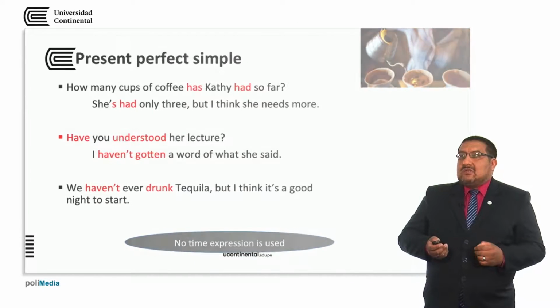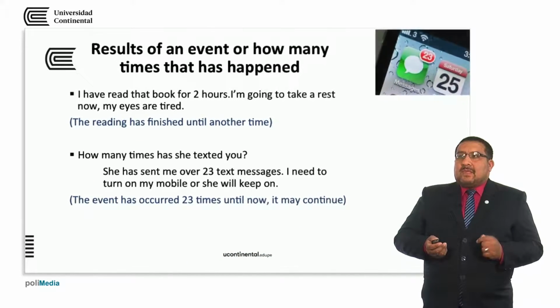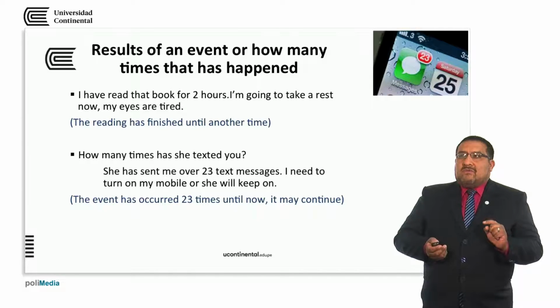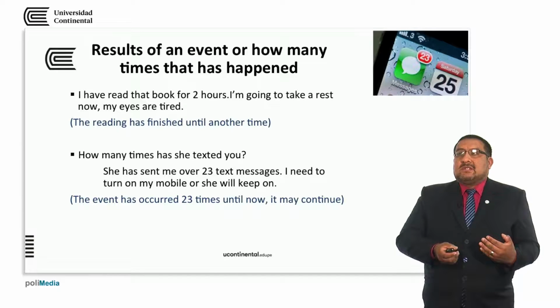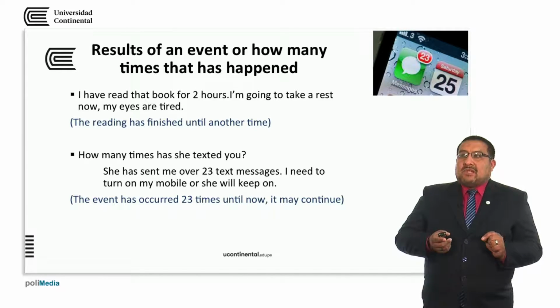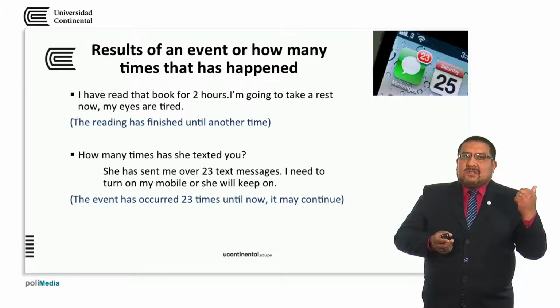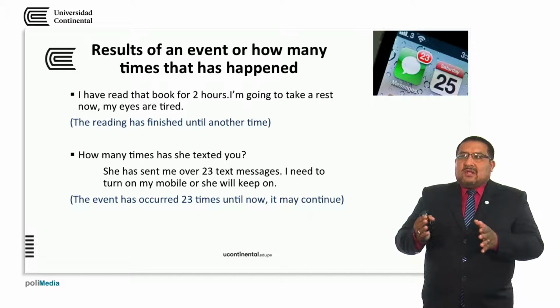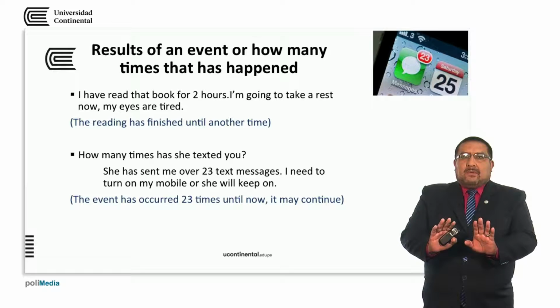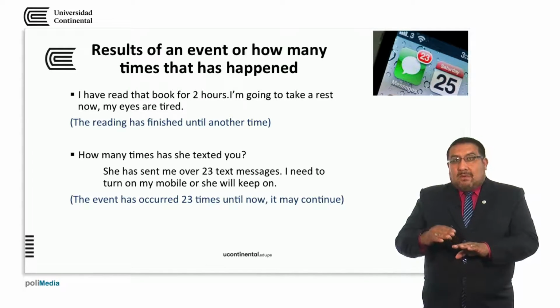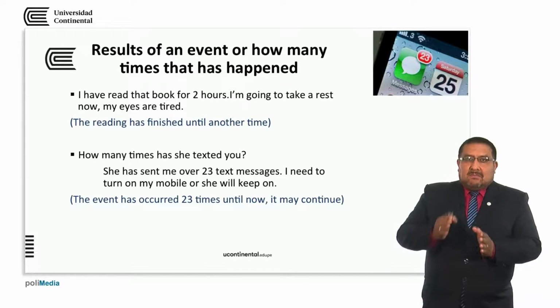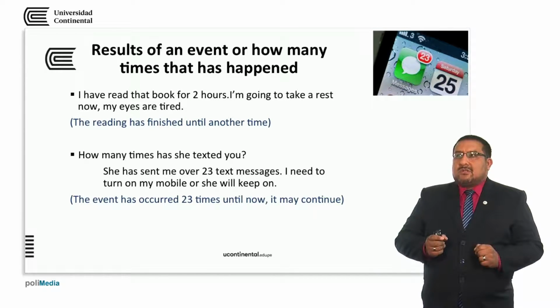So we can get into the conclusion that when we use the simple present perfect, we refer to results of an event or how many times it has happened. For example, it says, I have read that book for 2 hours. I'm going to take a rest now. My eyes are tired. Different from the previous example, in this case, I have read that book for 2 hours, but I'm going to stop. You are going to stop because probably you will continue, or probably not. But until that moment, it gives you the result.